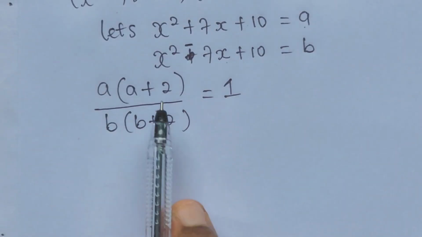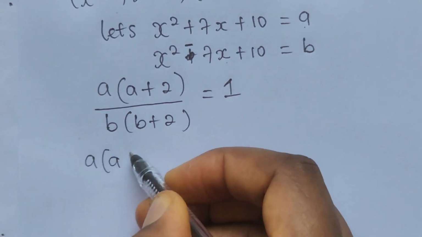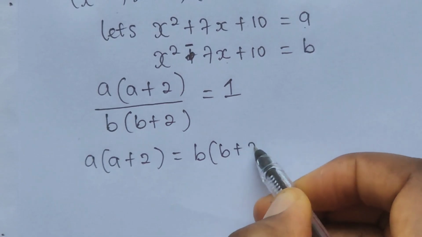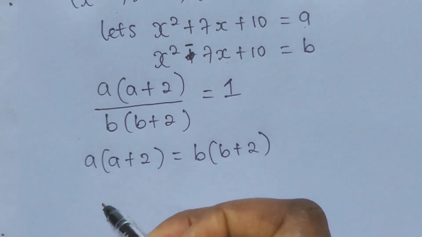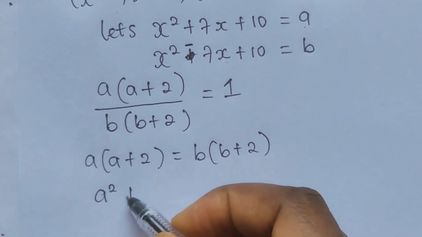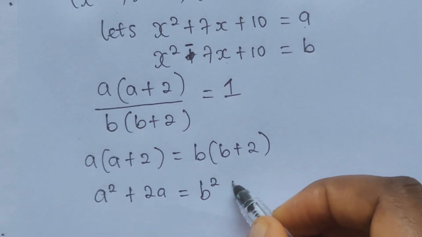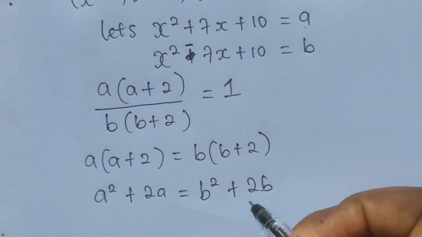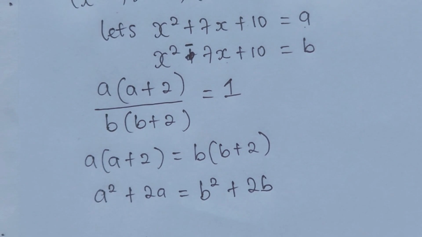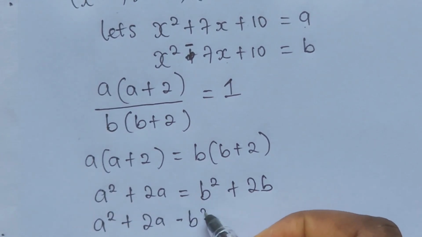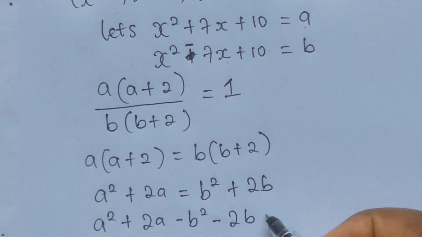So when we cross multiply, we have a times (a plus 2) to be equal to b times (b plus 2). So opening up the bracket, we have a squared plus 2a to be equal to b squared plus 2b. So let's move everything to the left. We have a squared plus 2a minus b squared minus 2b to be equal to 0.